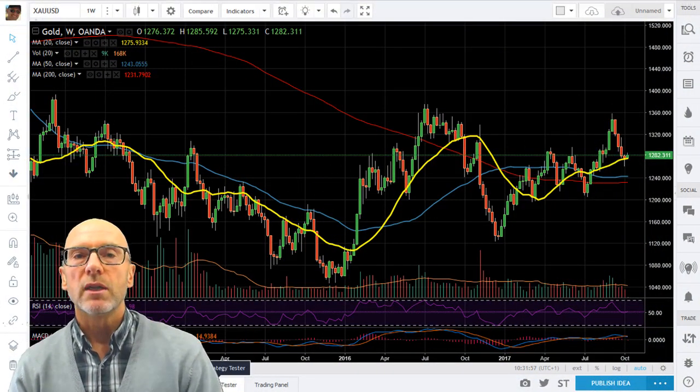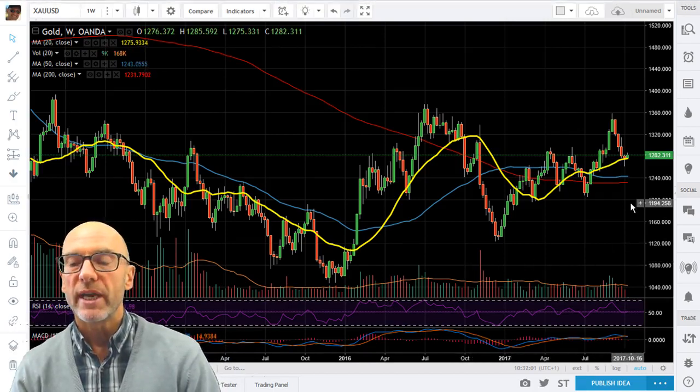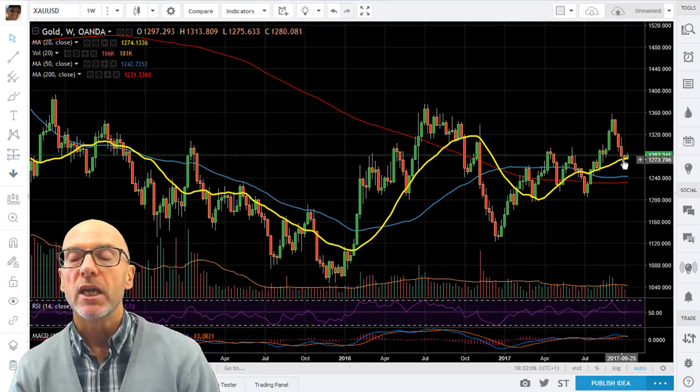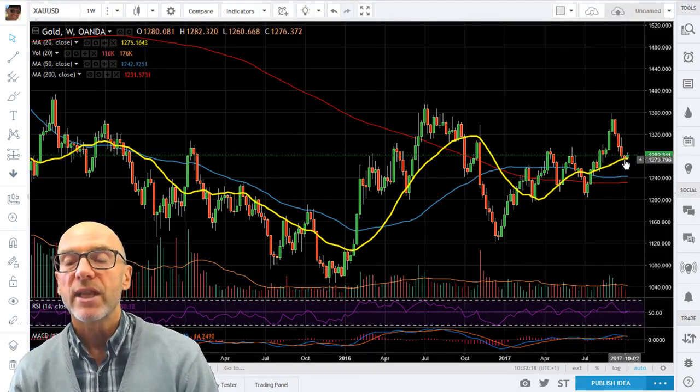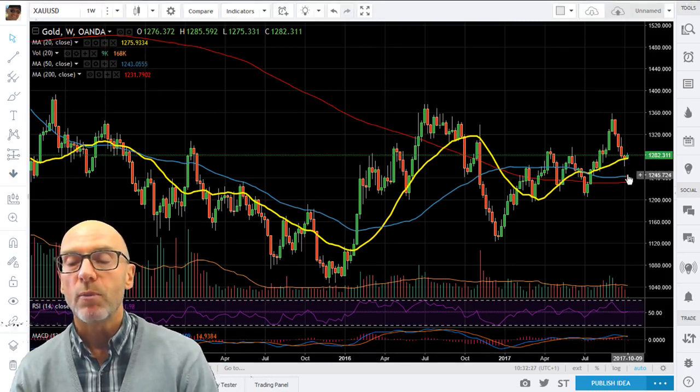So here we are looking at the weekly, so each candle represents 1 week's trade, and you can see that last week we did go back below the 20-week moving average, but we closed right on it, and today being the first bar for this, the first week being Monday, we are trading above the 20-week, so that's positive. You can also see that the other moving averages, the 50 and the 200, are both marginally moving upwards, so all positive on the moving averages.